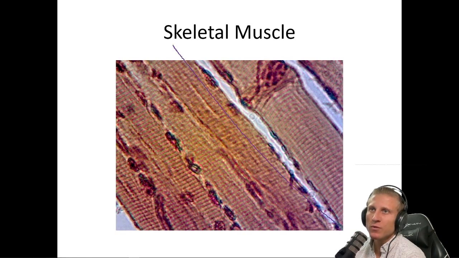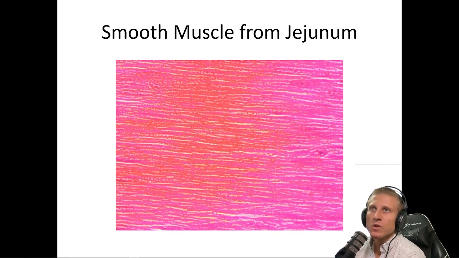Skeletal muscle, uniform orientation, multinucleated. We have to see lots of nuclei pushed to the edge of these cells. And then we see those cross-sectional striations. We already went over this.